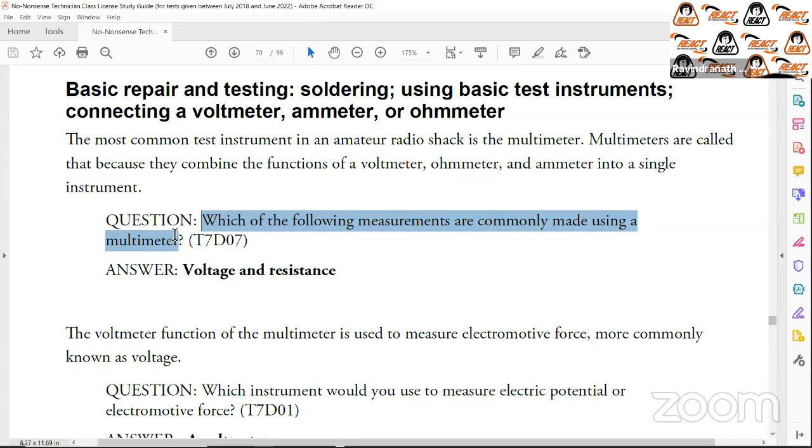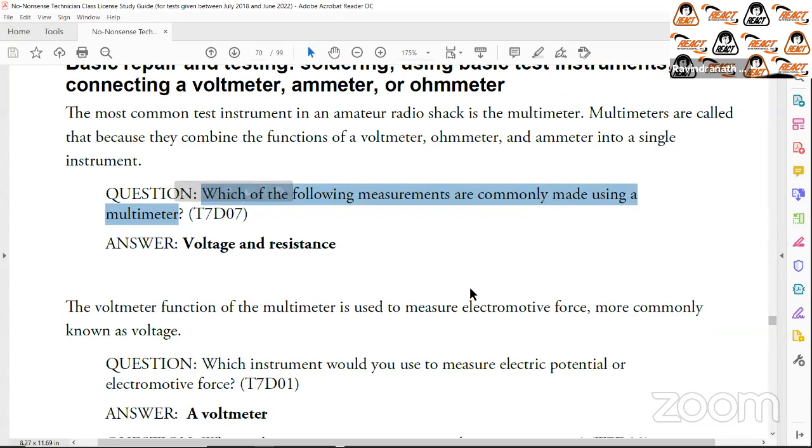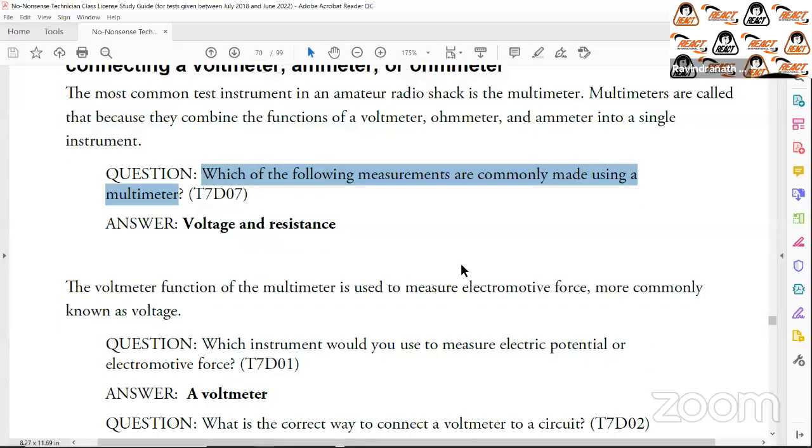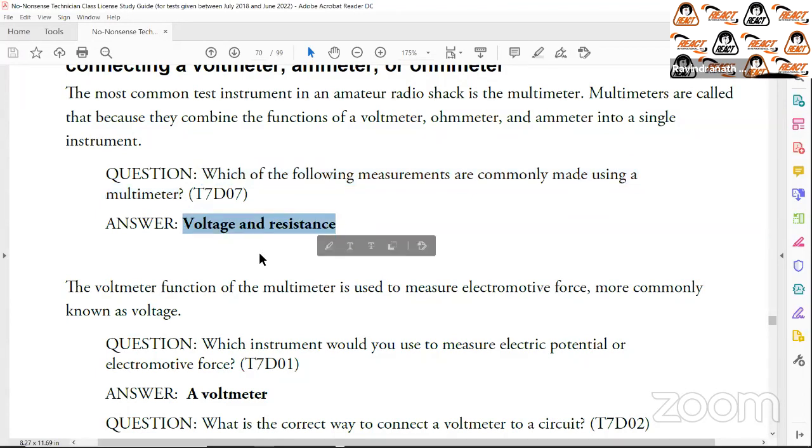Next question in the question pool. Again, we did all of these theoretical concepts on the slide deck, so we will just quickly go through these questions. All right. Which of the following measurements are commonly made using a multimeter? We said two common measurements are voltage and resistance.